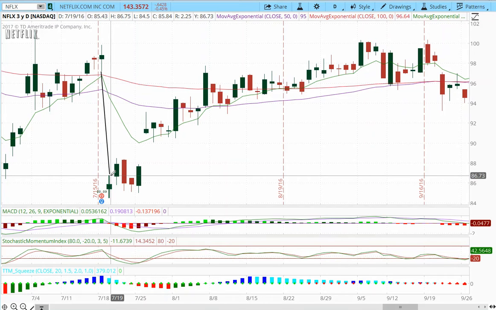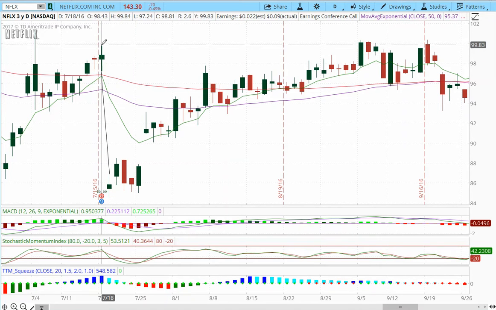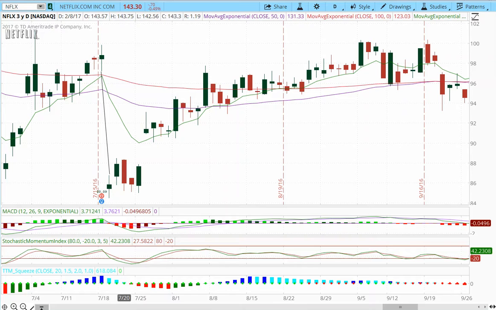Either way is correct. Personally, I like to look at the entire gap, so I do it from the top of the first bar to the bottom of the second bar. But again, either way is correct. So that is a gap down.